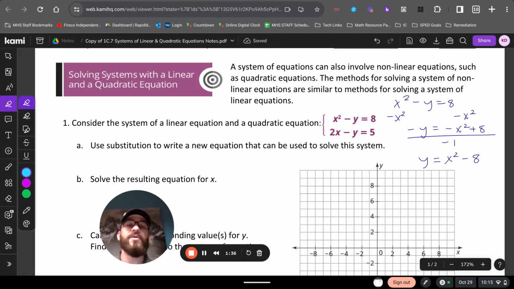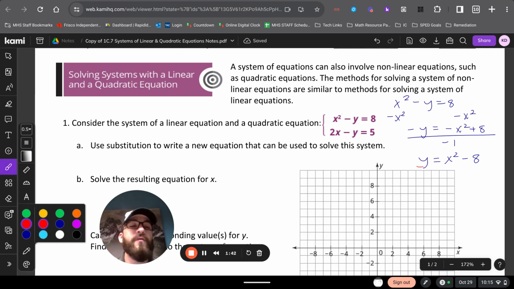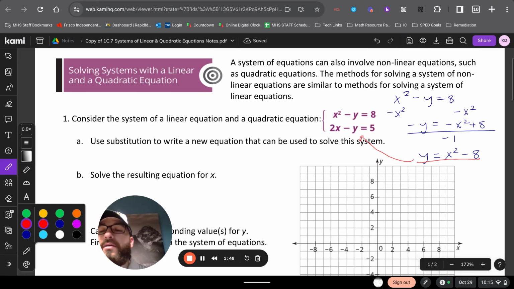Now that I have that equation solved for y, I can take this equation and I can plug it in for y in my second equation. So I'm going to do that and say that 2x minus parentheses, and instead of y, I'm going to write that x squared minus 8. So x squared minus 8 is equal to 5.